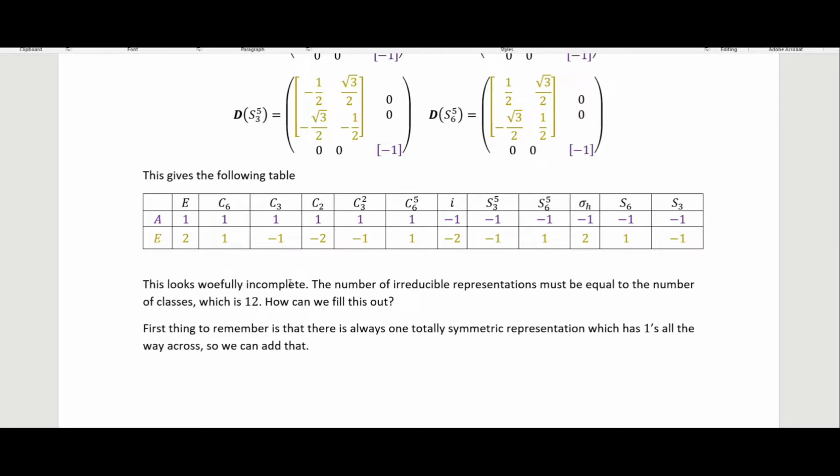which, based on what we know about tables from the last couple videos, we know is incomplete because we should have 12 irreducible representations and we only have 2. And so now comes the logic puzzle part of all of this. We have to use what we know about tables, basically the orthogonality rule, in order to fill out the rest of this table.